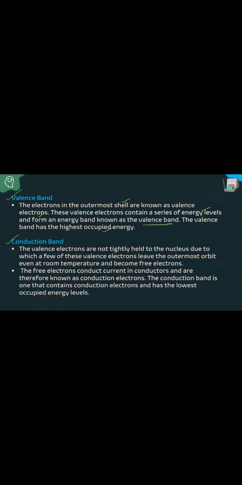What is the conduction band? The valence electrons are not tightly held to the nucleus, due to which a few of these valence electrons leave the outermost orbit, even at room temperature, and become free electrons. That means the conduction band consists of free electrons. The free electrons conduct the current in conductors and are therefore known as conduction electrons. The conduction band contains conduction electrons and has the lowest unoccupied energy. This is the minimum knowledge in physics about the valence band and conduction band.